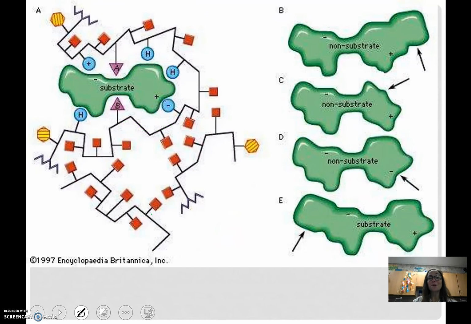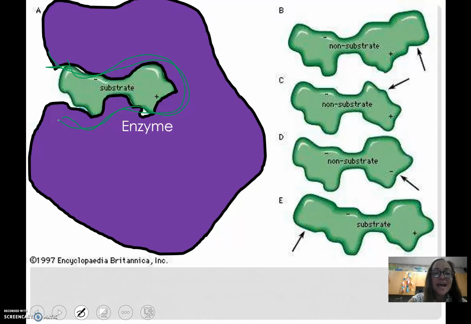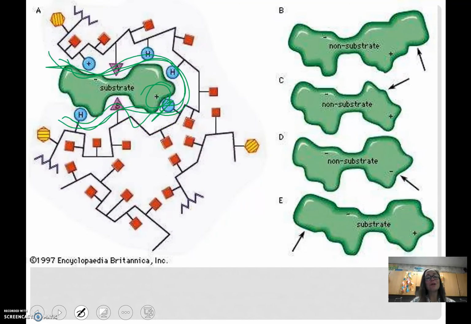Now, if we remove that purple color, you can see the active site is going to interact with the substrate. There are surface properties of that active site. So if there's a positive charge on your substrate, maybe there's a negative charge right here. And so the surface properties of that active site need to complement or accept the substrate. They need to be complementary and not repelling each other. So that substrate fits in complementary to that active site.